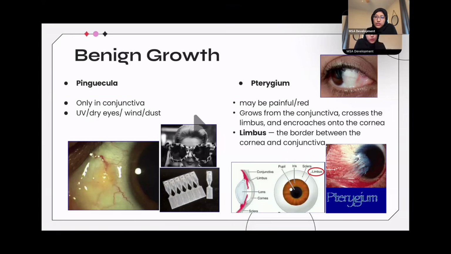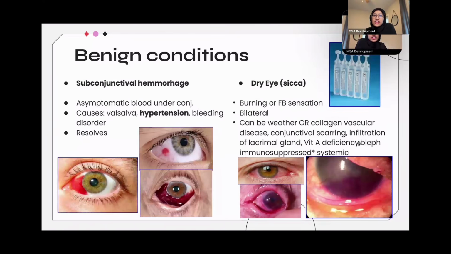The causes of both of these can be very minimal, like UV, dry eyes, wind, and dust. The treatment for both is the same. Try to put sunglasses on when you go into bright light, and lubrication of the eye is important to prevent these growths. These are benign. There's nothing much you can do. You can remove it for cosmetic purposes, but for some people it will not affect their vision.